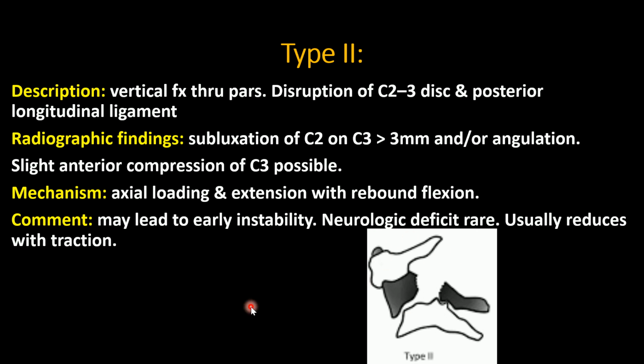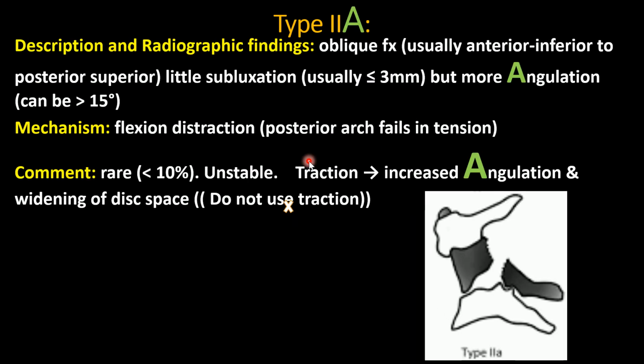As you see, this is type 2, and it may lead to early instability, and neurologic deficit is also rare and usually reduces with traction. We will find in the management subtypes in type 2. Type 2A is a different entity, and both type 1A and type 2A were added to Effendi classification after the original one.